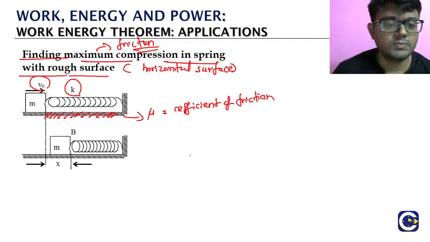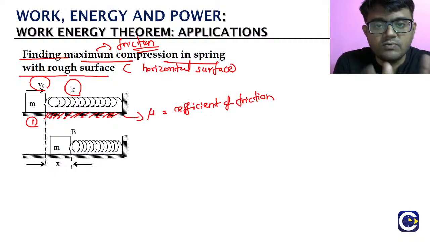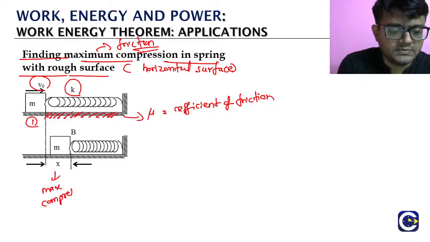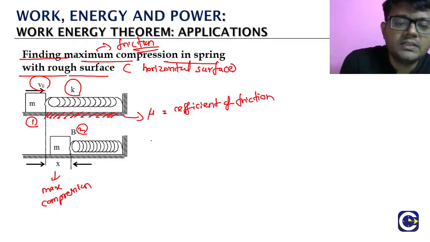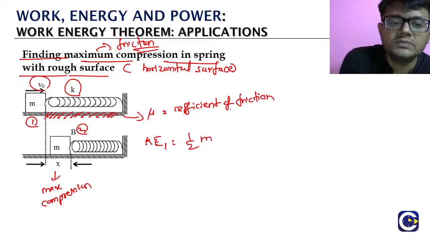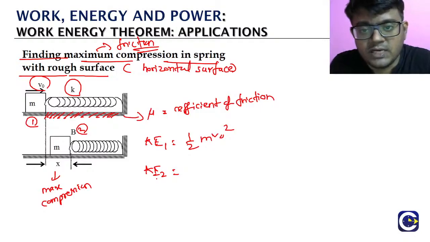Now, when the block is hitting the spring, we can call that state 1. The maximum compression is state 2. What is the initial kinetic energy of the block? Half m v0 squared. What is the final kinetic energy, when we say maximum compression?